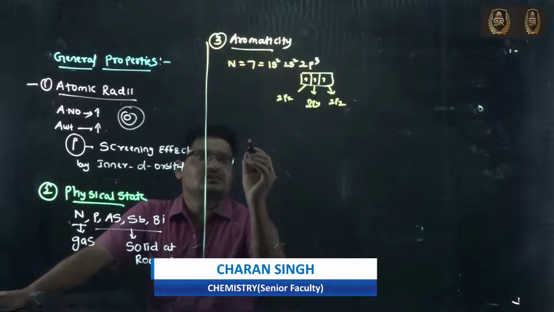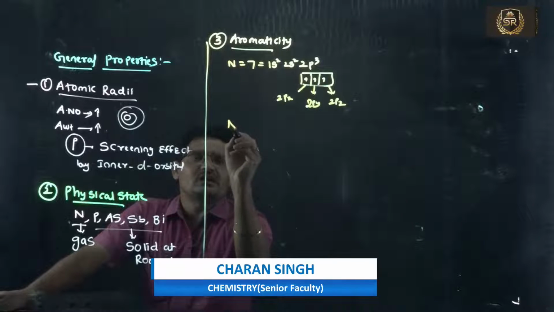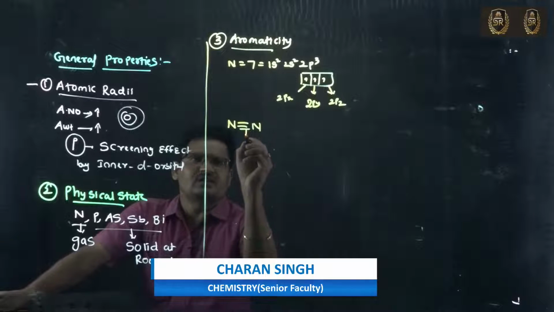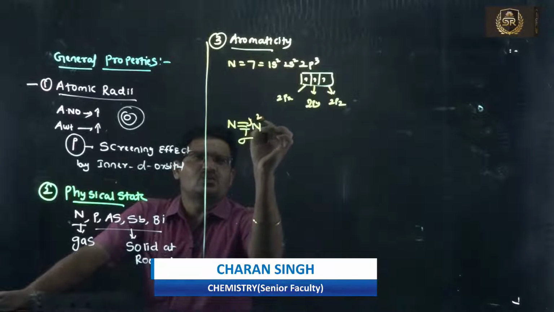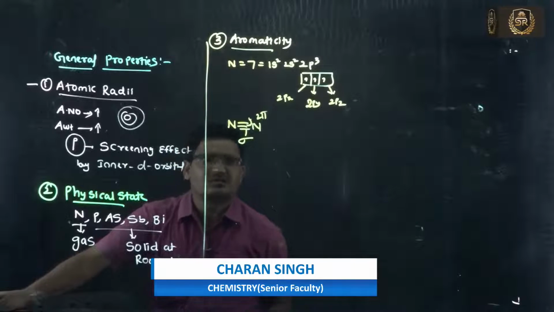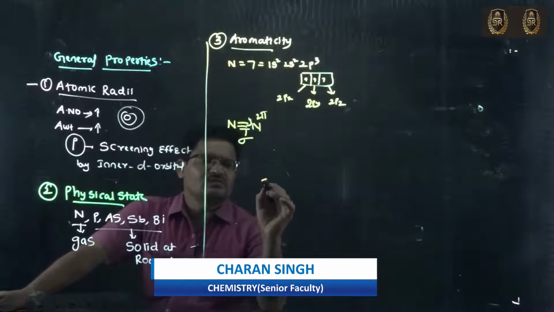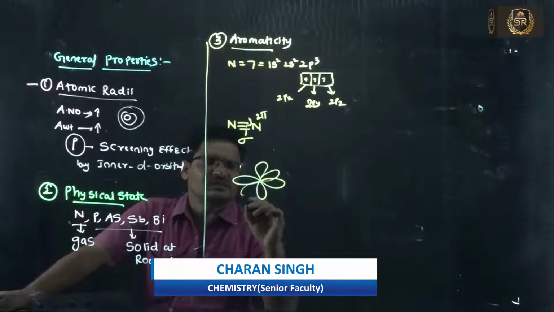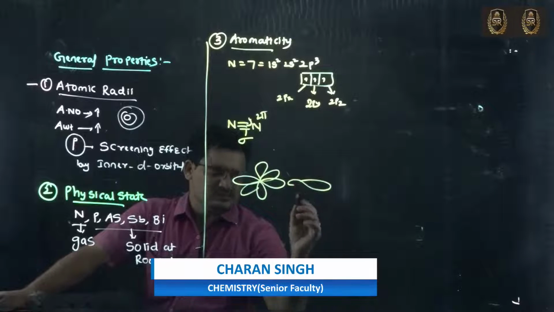So nitrogen contains a triple bond. That's why 1 sigma and the other 2 are pi, 2 pi. 1 sigma, 2 pi. So how is it formed? This is pz, this is py, this is px, this is pz.